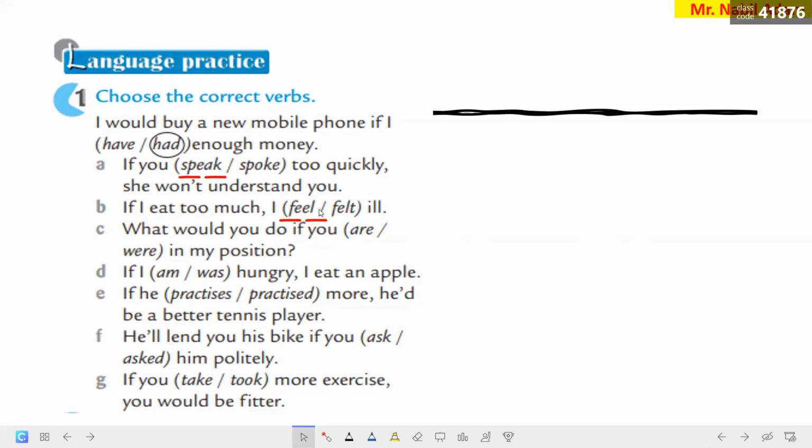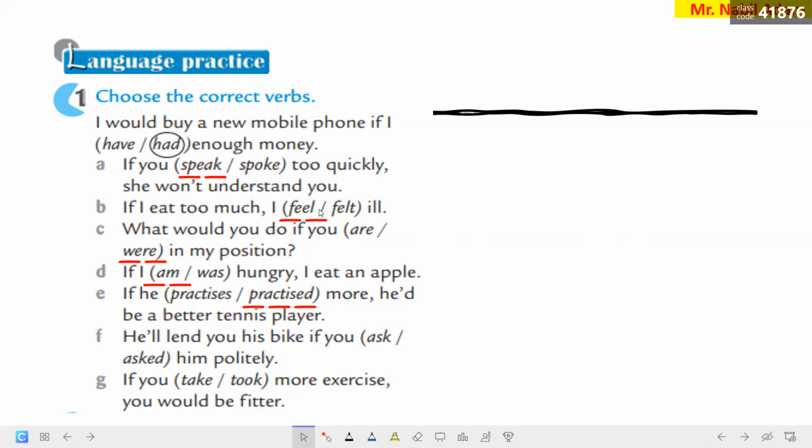What would you do if you were in my position? This is the second conditional: if you were in my position. If I am hungry, I eat an apple. If I am hungry, it's zero conditional. If he practiced more, he'd be a better tennis player. This is the second conditional, using past simple, practiced.